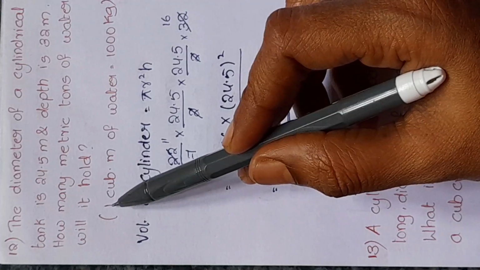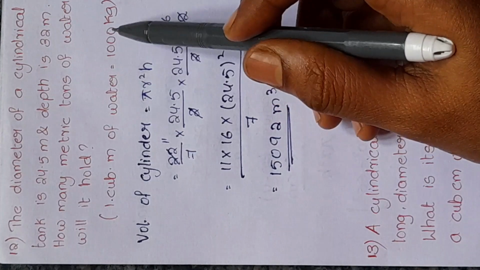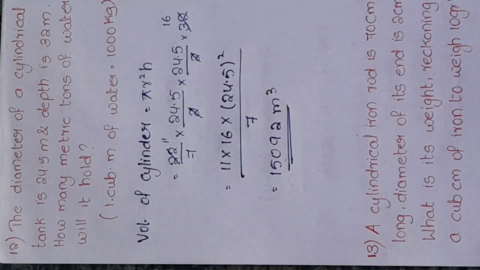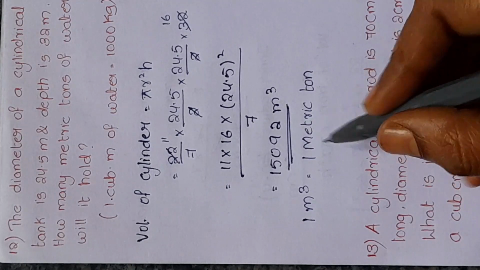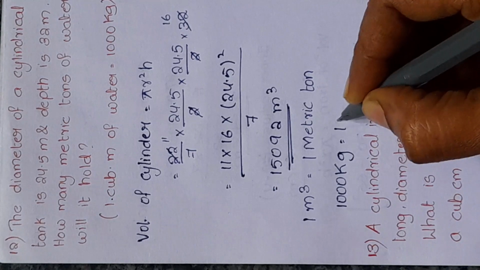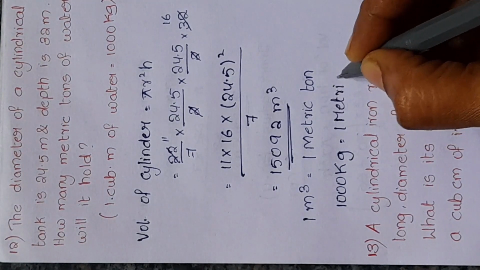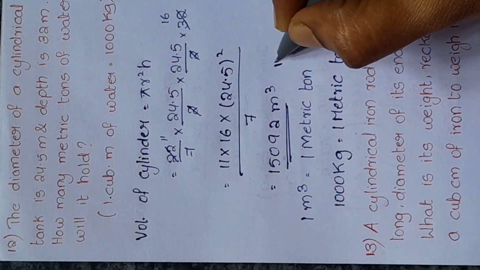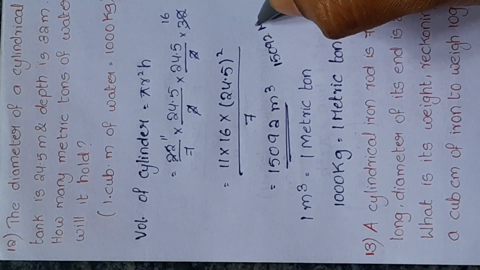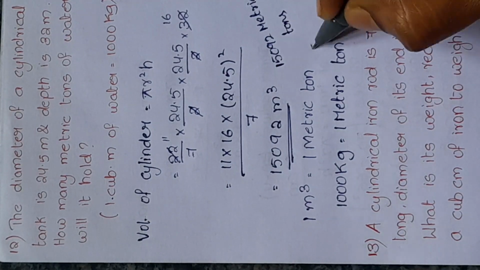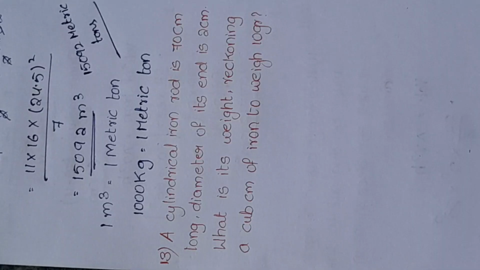In the question it is given that 1 cubic meter of water is equal to 1000 kg. So 1 cubic meter is equal to 1 metric ton. So for 1000 kg, it is 1 metric ton. So the cylinder can hold 15092 metric tons of water. This is the answer.